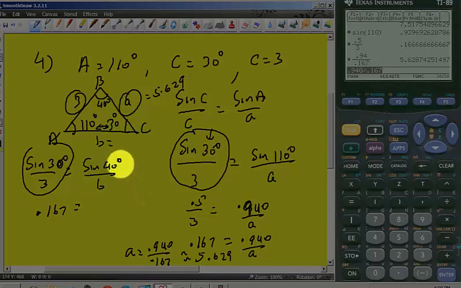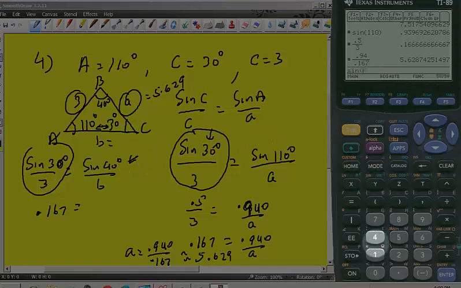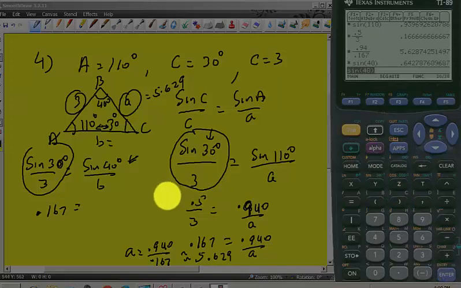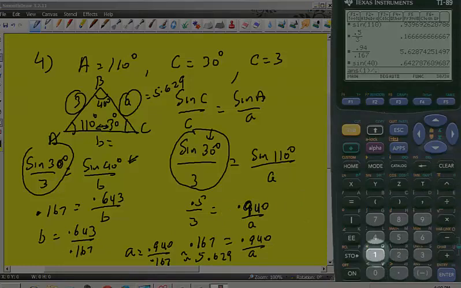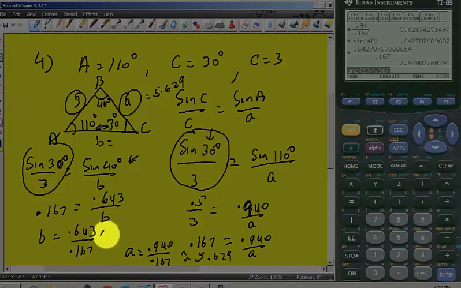So I don't have to recalculate that, but I do have to calculate what sine of 40 degrees is. So I'm going to go to my calculator, type in sine of 40, okay, and I'm going to make sure I get a decimal answer, which is 0.643. So to find B, I just need to cross multiply. So my B is 0.643, all that over 0.167. So I'm going to divide my answer by 0.167, hit enter, okay, and that turns out to be approximately 3.849.